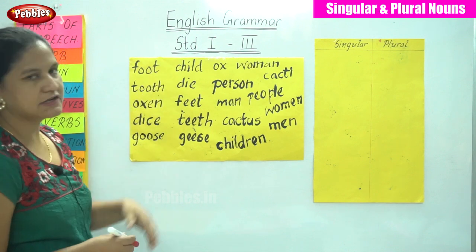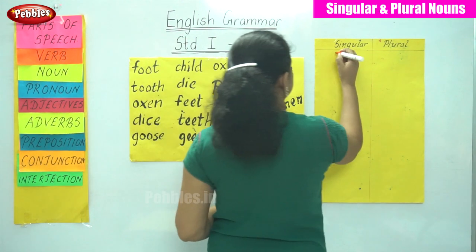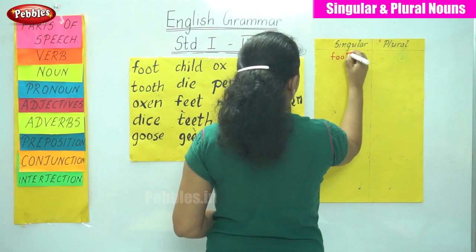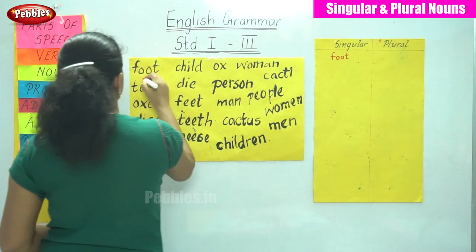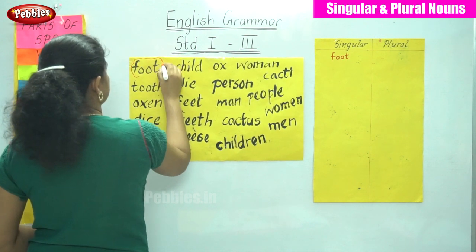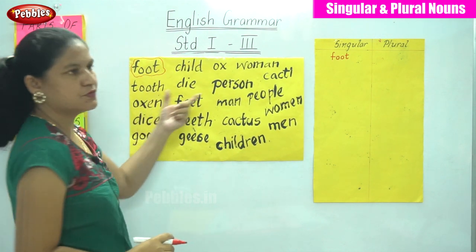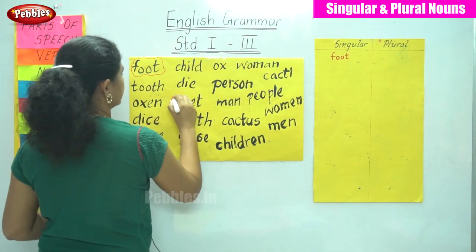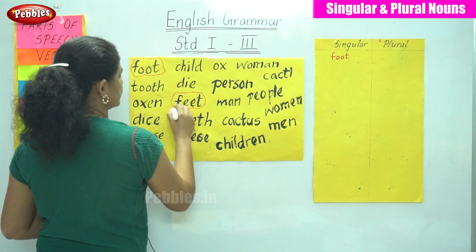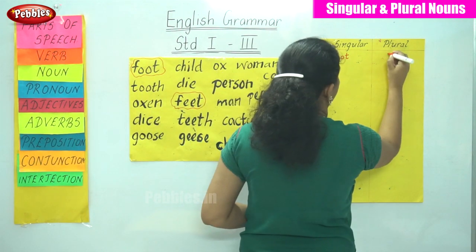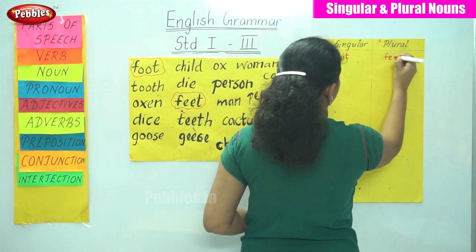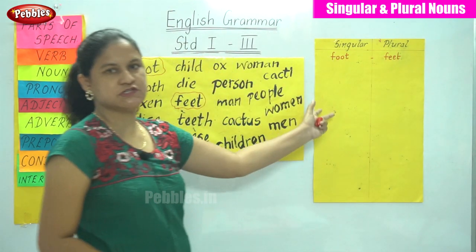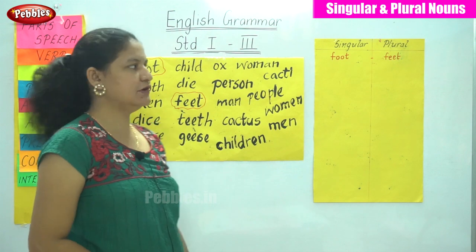So we have the singular, that is foot. So I write the word foot, and we have to find the plural form of the word foot. So the plural form is feet. So the singular is foot and the plural is feet. So I have the word foot singular, feet plural.